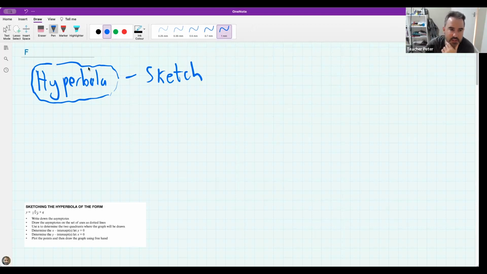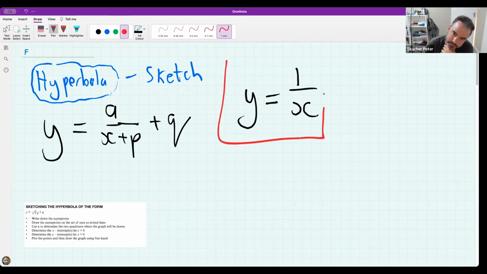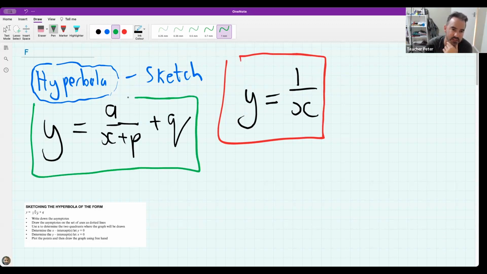Okay, so while you're making your comments, let me write down the standard form of a hyperbola. But even if that's the standard form, probably the simplest hyperbola would be something like that. So that's sort of like the simplest hyperbola possible. And this is the standard form of a hyperbola.